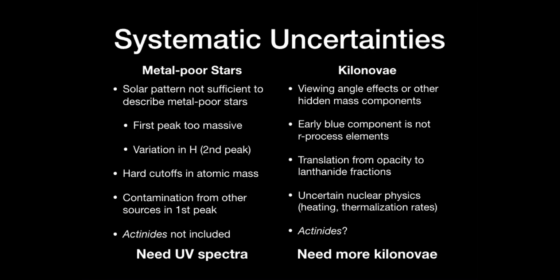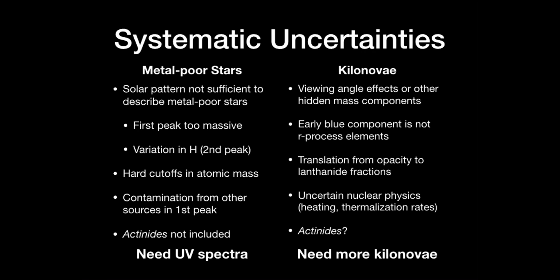From the kilonova perspective, I think one of the things that's going to be hardest is viewing angle effects or hidden mass components. So like I talked about the fact that we only see the light that's coming out from the surface, but if there's mass components on the inside, we'll be missing them. And then there's an argument that some of the early blue light might actually be from shocks and not from decaying R process elements. There's all of the uncertainties going from opacities to lanthanide fractions. There's huge amounts of uncertainties that many people are not accounting for in terms of the heating, like what the actual decays are and how those decays get translated into heating the ejecta. And then of course, actinides could possibly be relevant.